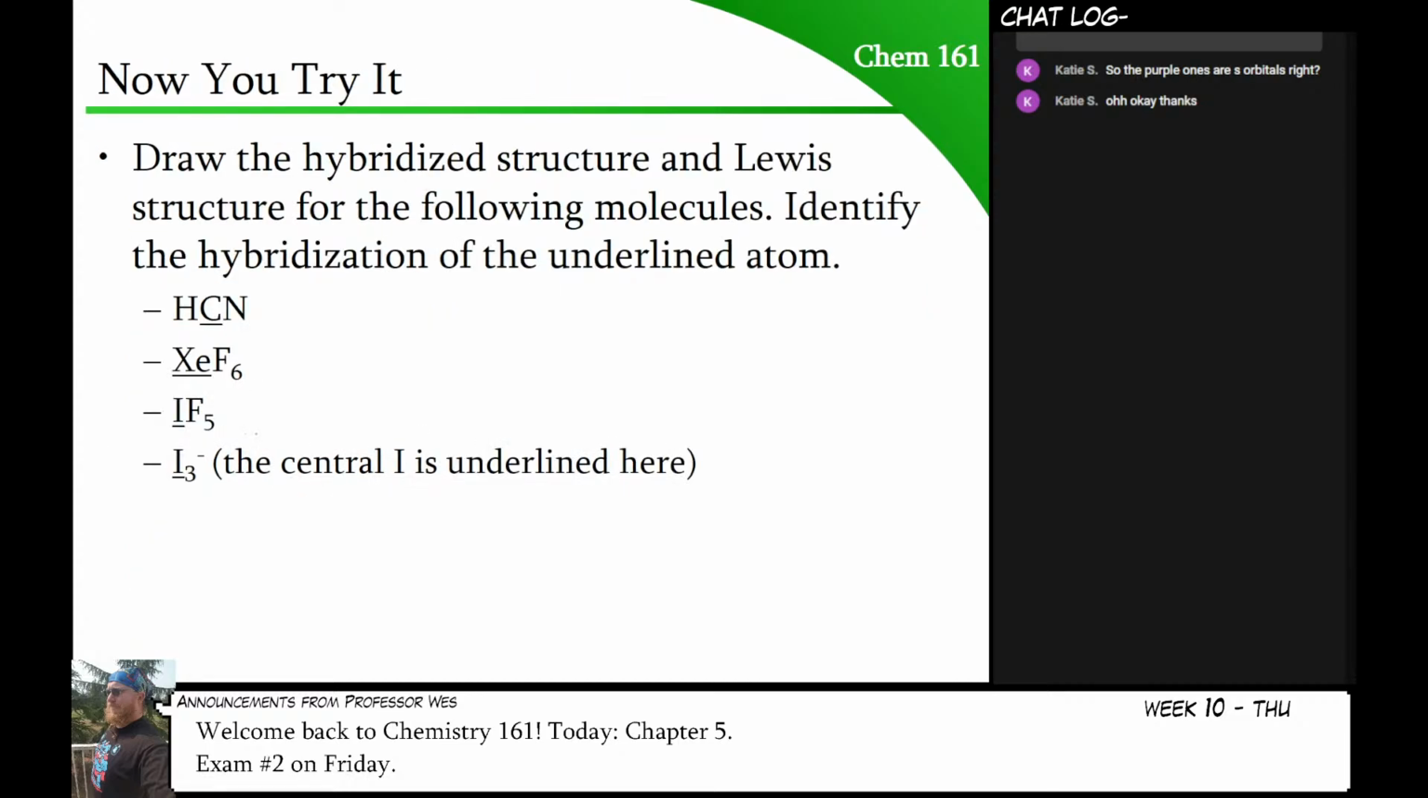All right. So what I want you to do is I want you to draw the Lewis structure for each of these molecules. And then I want you to identify the hybridization of the underlined atom. And before you do that, actually, I think I might have an issue with one of these. Is XeF6 weird? Yeah, it totally is. I just wanted to look up its Lewis structure.